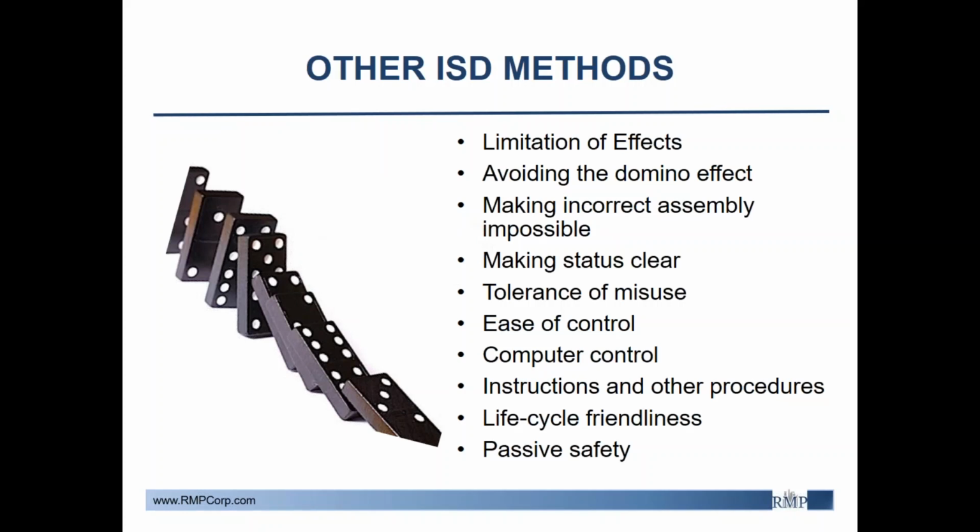Besides the main four ISD concepts, there exist many other methods to consider when designing and modifying an inherently safer plant. For example, limit the effects of dangerous potential consequences by changing designs or reaction conditions rather than adding protective equipment that can fail or be neglected. Avoid situations that can lead to a domino effect of failure. Make incorrect equipment assembly virtually impossible.